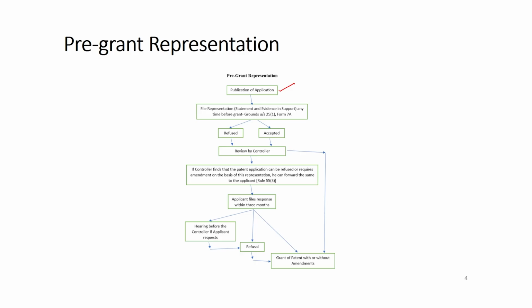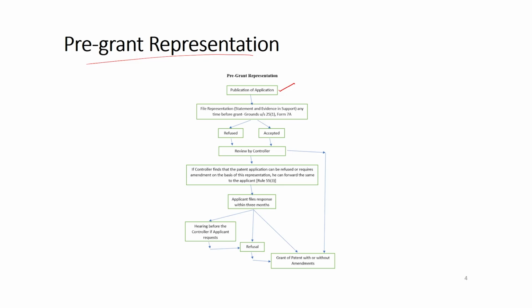And once I am sure that I am now going to file a representation, for me the process of pre-grant representation becomes important, because I have made up my mind that there is some problem in the patent application, there is some problem in the invention, and I must raise it to the controller of patent. Now, if you look into this chart, after the publication of application, anybody can file representation.